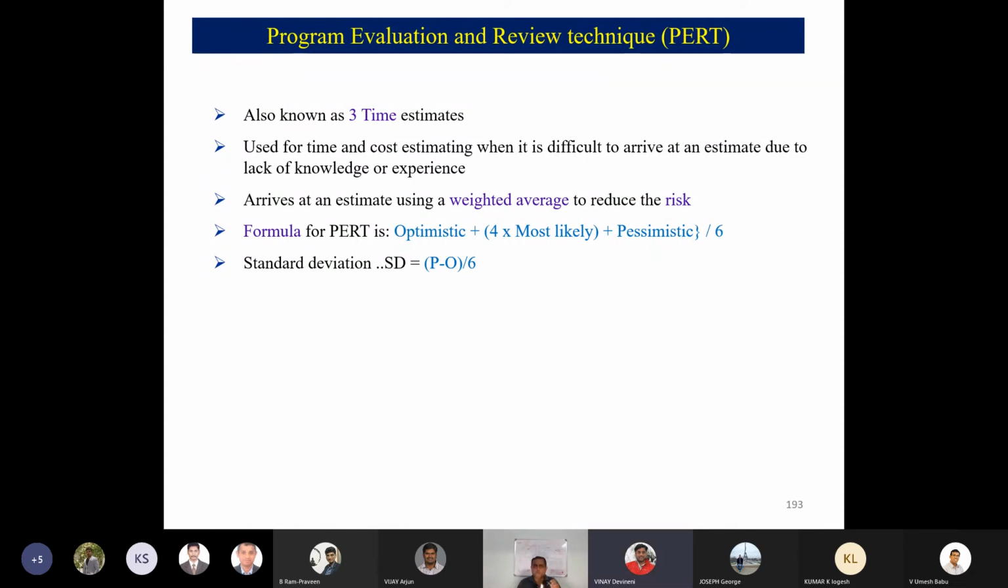Program evaluation and review technique, also known as three-time estimates, used for time and cost estimating when it is difficult to arrive at an estimate due to the lack of knowledge or experience. Arrives at an estimate using a weighted average to reduce the risk. Formula for PERT is optimistic plus 4 into most likely plus pessimistic by 6. Standard deviation equal to P minus O by 6.